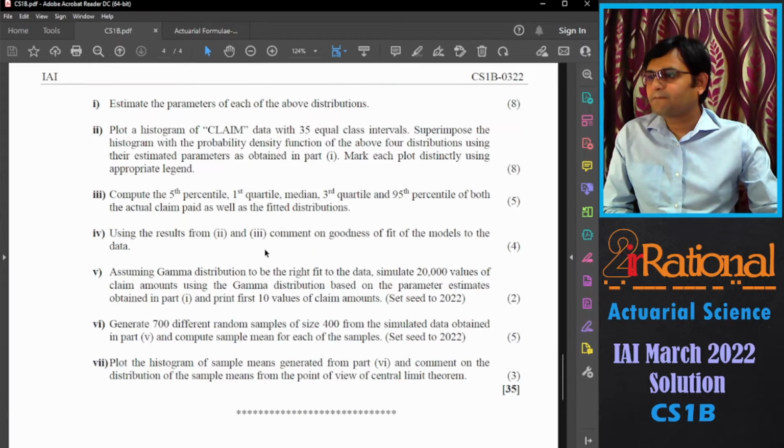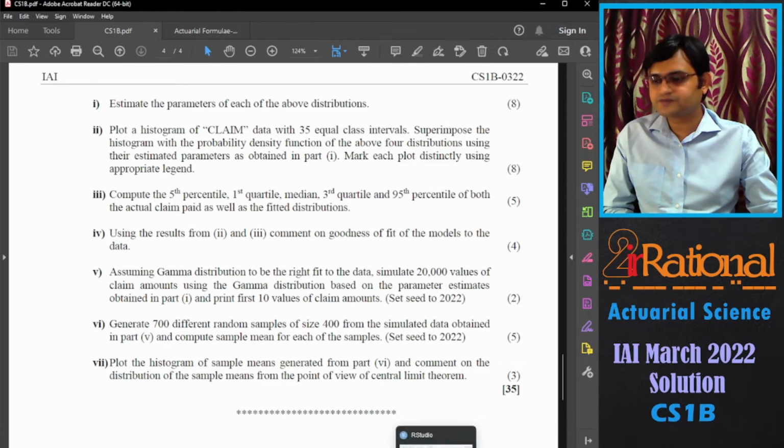Next is compute the 5th percentile, first quartile, that would be 25%, median, that is 50%, third quartile 75%, and 95th percentile of both the actual claim paid as well as the fitted distributions. So for all distributions, we'll have to create the percentiles or the quantiles.